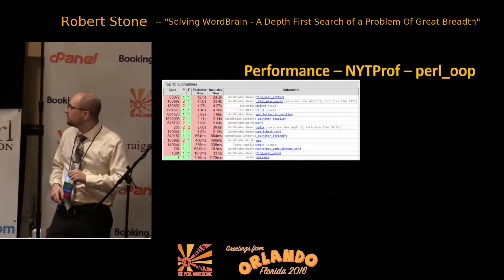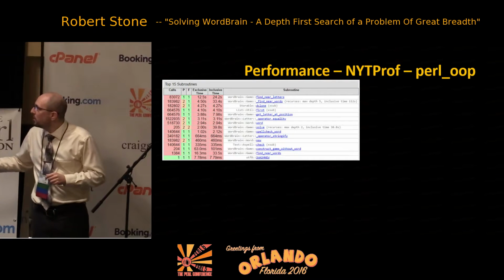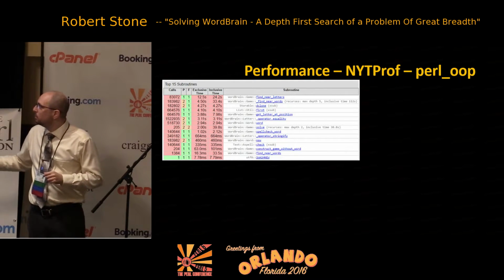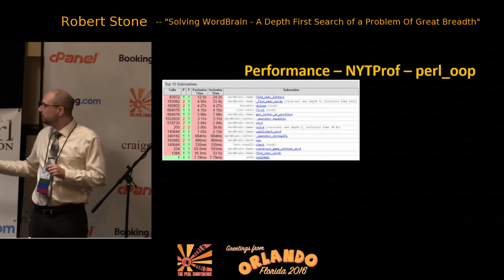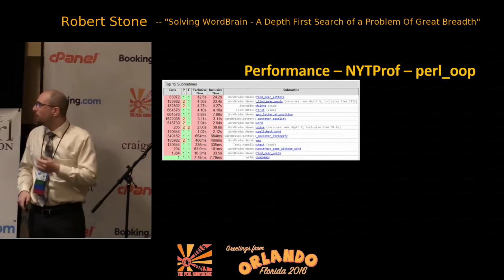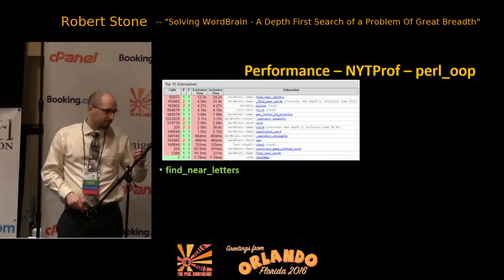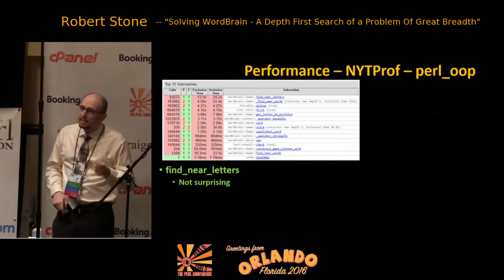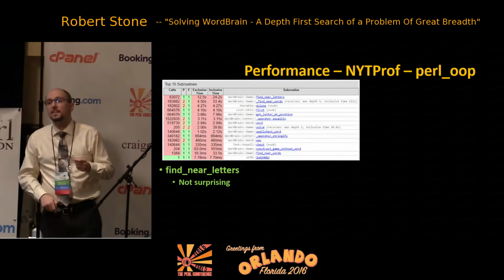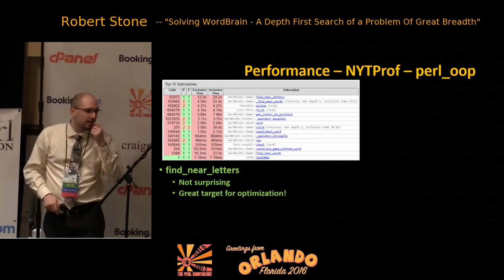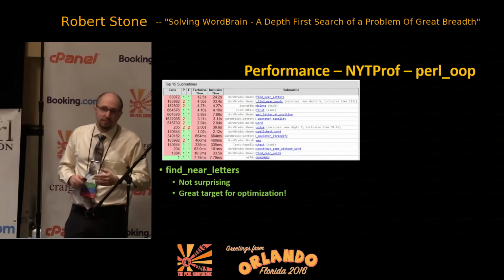Speaking of time, we notice that we do not see any of that Moose stuff anymore. We still see the new, you know, but that's not too bad. But we are saving some time. We see that find near letters is our number one offender. Again, it's not surprising, but it is a great target for optimization.